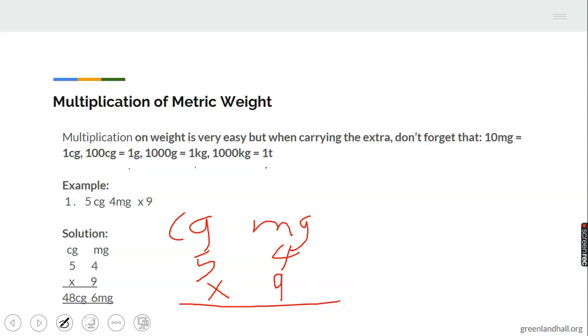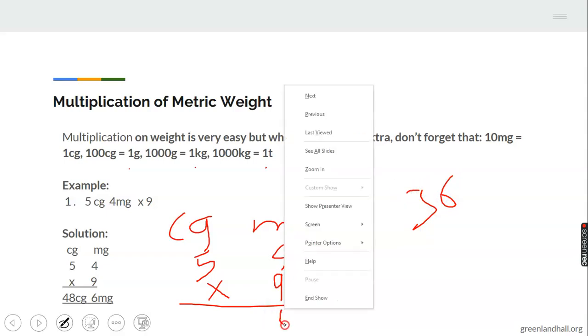Now, 9 times 4 will give us what? I'm sure you know your multiplication table very well. 9 times 4. Don't start from 9 times 1. You should be able to tell me 9 times 4 will give us what? 36. Okay. You know you're not supposed to write your 36 there. Just take your 6 at the back, write it there.